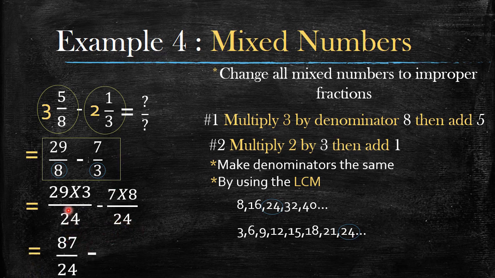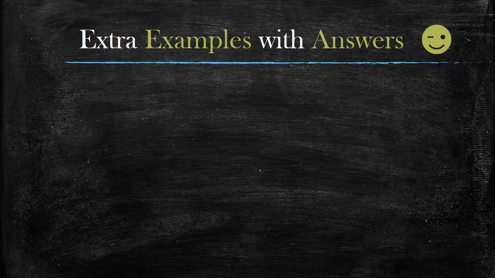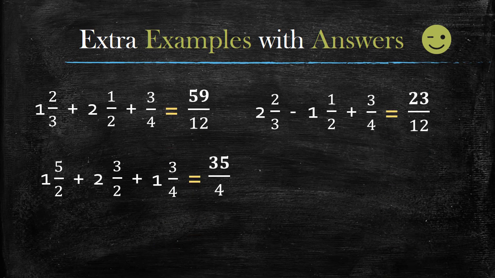So 29 times 3 equals 87. 7 times 8 equals 56. Given that these numerators are now like numerators, we say 87 minus 56 equals 31 over 24. So that's your answer. These are extra examples that you can use to practice. For math, it's all about practicing, for practice makes perfect.